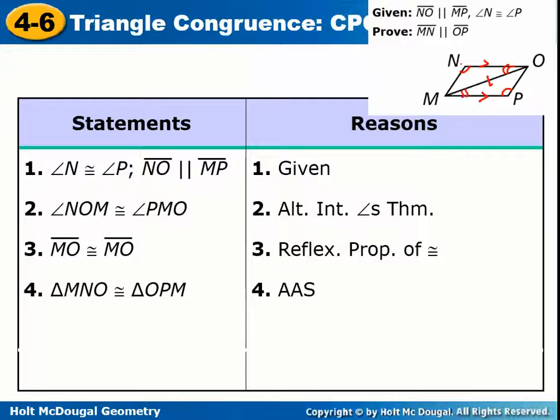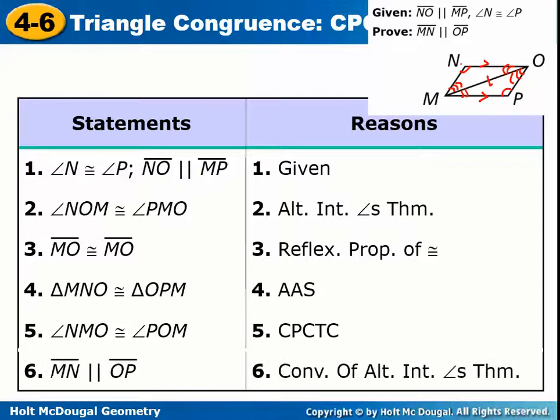Once we know that we have two congruent triangles, we can say that all of their parts are congruent, and the part that I need is to say that angle NMO, this angle here, is congruent to this angle here. Because if those two angles are congruent, then by the converse of the alternate interior angles theorem, these two lines are also parallel to each other. And that's the proof of this.